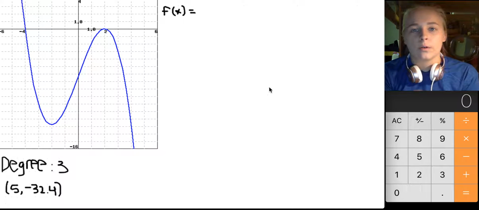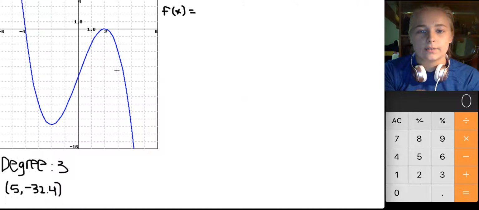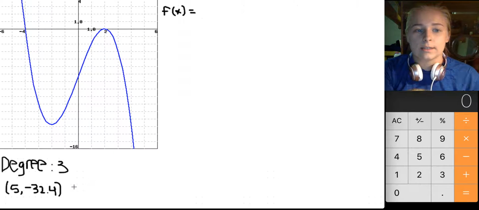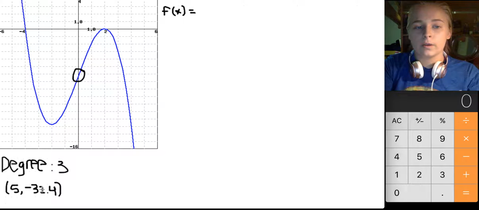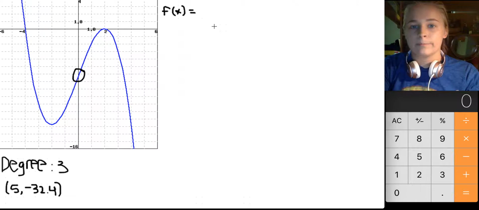So for my homework video, I chose to do problem number 4 from module 4, and it gives us this graph right here, and it also tells us that the degree of our polynomial will be 3, and it tells us that this point where it intersects the y-axis is going to be (5, -32.4). So that's what we know based off the problem, and we have to put it into the form of a polynomial and solve for a.